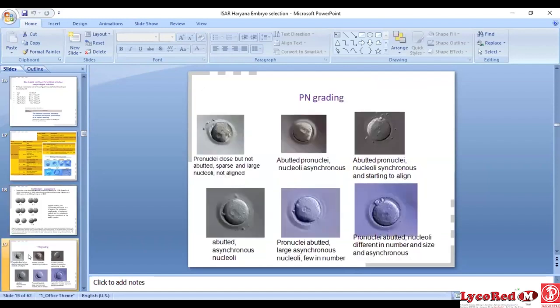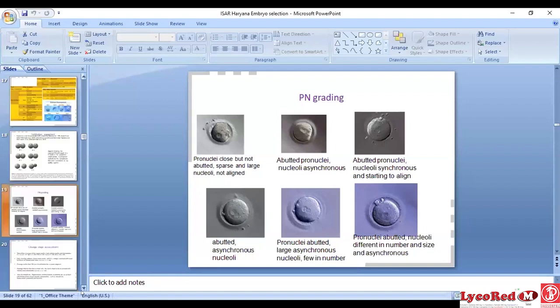So that is day 1, when we can check the PN grading. These are a few images from my own lab, which I have seen, showing different kinds of NPB alignment in the embryo's zygote picture.